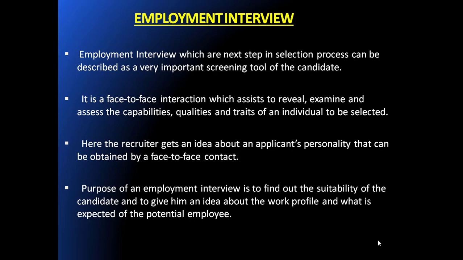In the employment interview, two-way communication is done. That is, the candidate comes and tells about himself, whatever is being asked from him, and the hiring manager too provides the candidate information about the job profile, about the environment of the organization, about the work culture of the organization, right? So here two-way communication is being done. It is the first stage of face-to-face interaction between the candidate and the hiring manager, right?